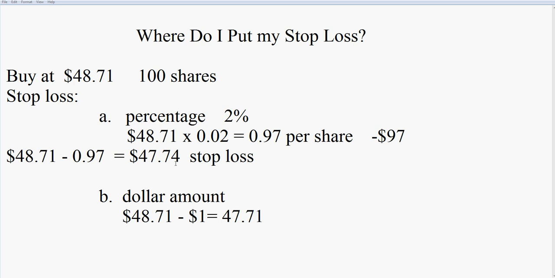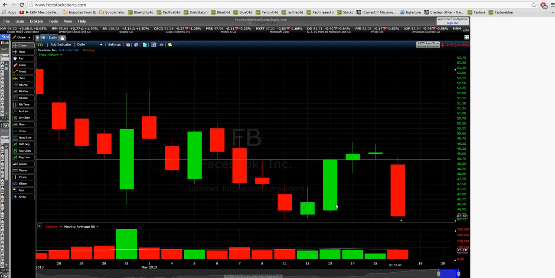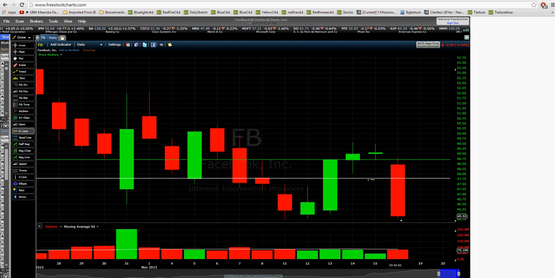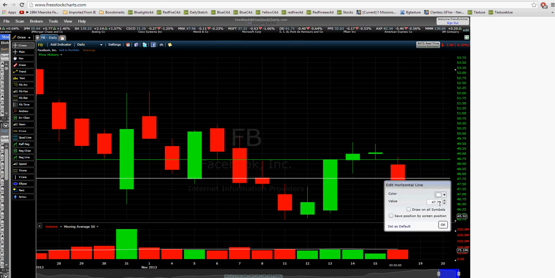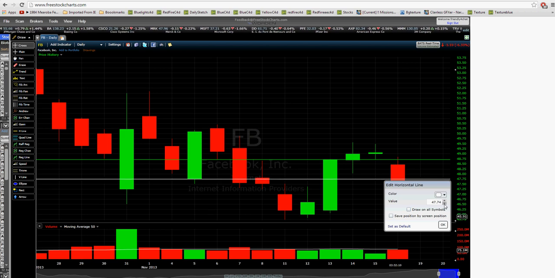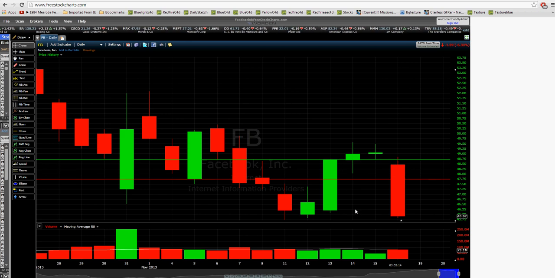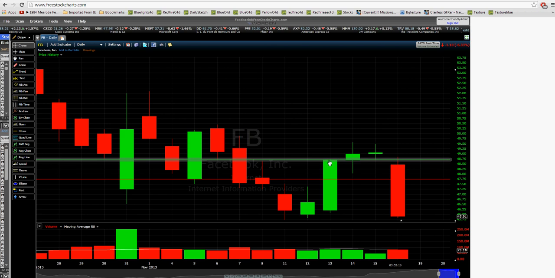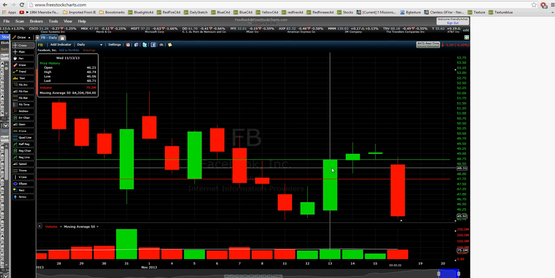You put 2%. $48.71 multiplied by 2% equals 97 cents per share. It means you lose $97 for 100 shares. Okay, so this is what we have done here. $48.71 minus 97 cents equals 47.74, so you put your stop at 47.74 for the stop loss.